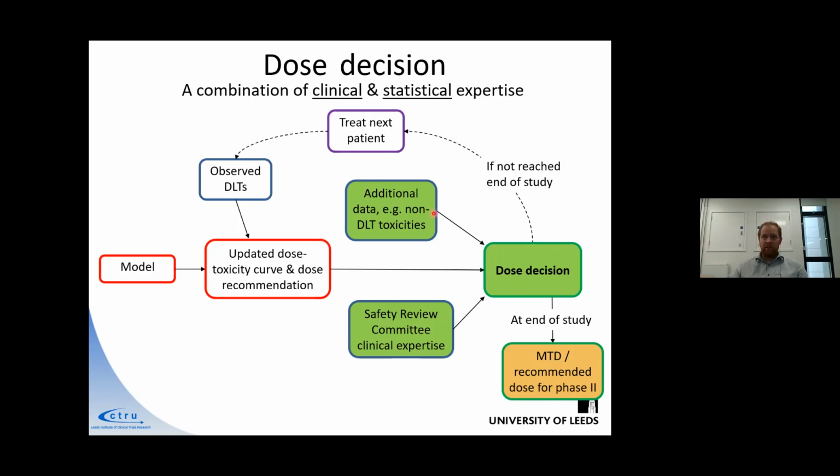And so then this proceeds. We have a panel that will discuss the DLTs in question after each decision point, and then at the end of the trial we'll have an MTD that's recommended for phase 2.